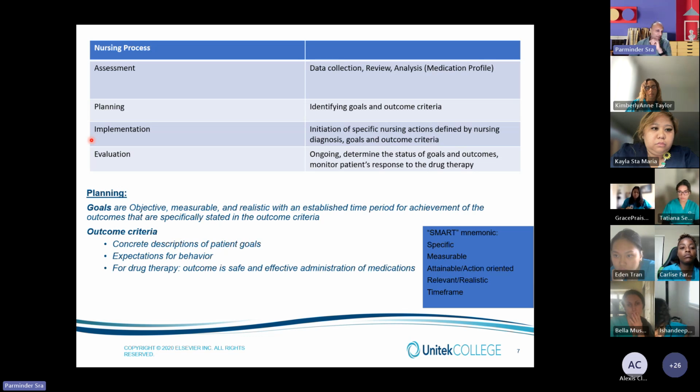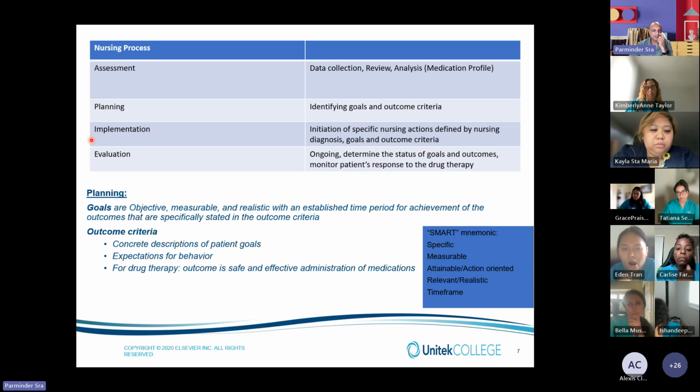Now, for the same diagnosis, the impaired gas exchange, you as a nurse set the goal. The patient will maintain an oxygen saturation above 92% within 24 hours. It has a time frame. It is practically possible. It's relevant to the patient's problem. Correct?